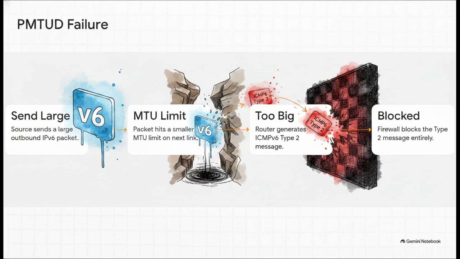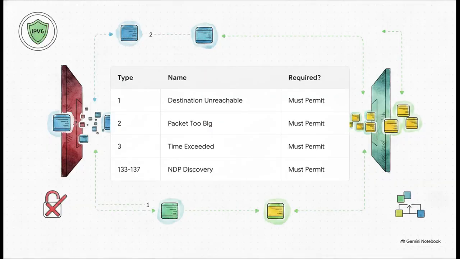Here's what happens. A large outbound IPv6 packet hits a router that has a smaller MTU limit on the next link. That router tries to do the right thing and sends an ICMPv6 packet too big message back to the source. But if your firewall aggressively blocks that message, the source device literally never knows it needs to shrink its packets, so the data just falls into a void. This means the old-school security advice of just block all ICMP is fundamentally fatal in the IPv6 world.